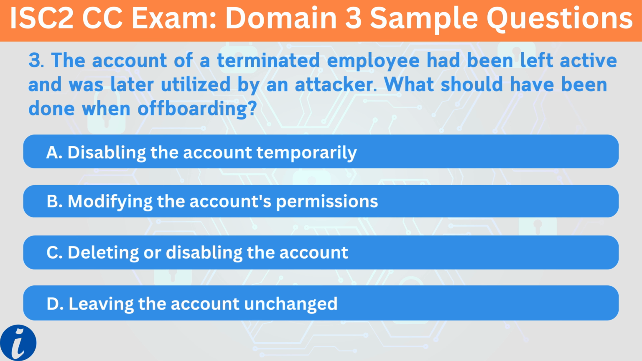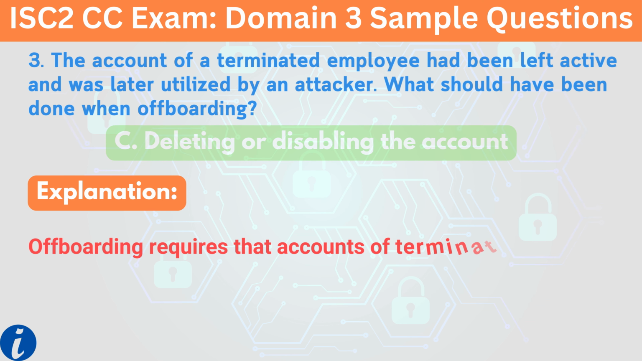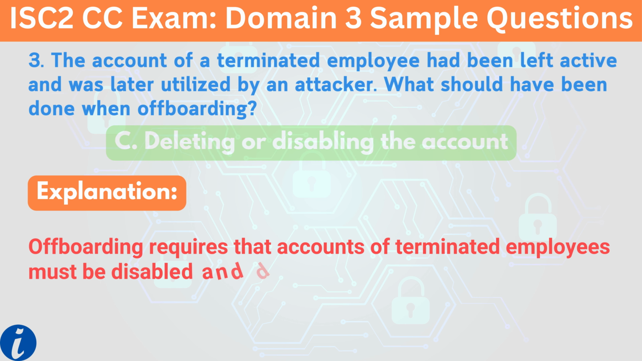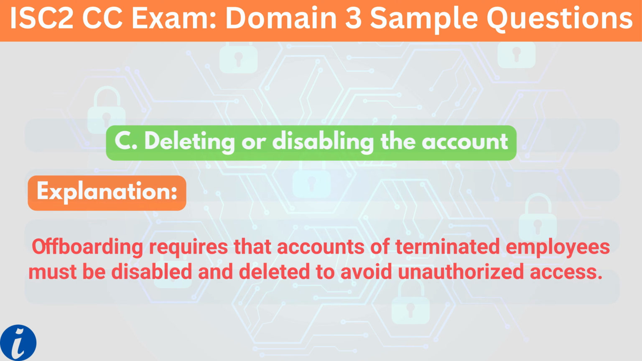A. Disabling the account temporarily. B. Modifying the account's permissions. C. Deleting or disabling the account. D. Leaving the account unchanged. The correct answer is C. Deleting or disabling the account. Explanation. Offboarding requires that accounts of terminated employees must be disabled and deleted to avoid unauthorized access.